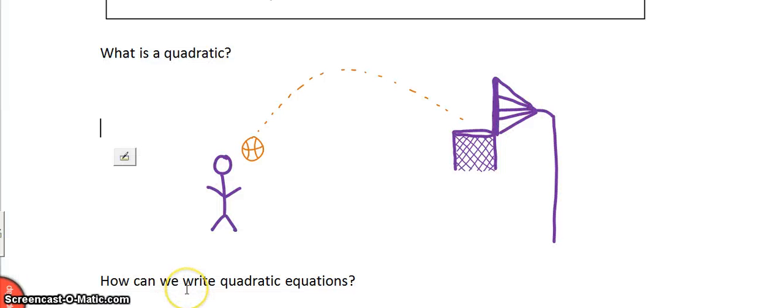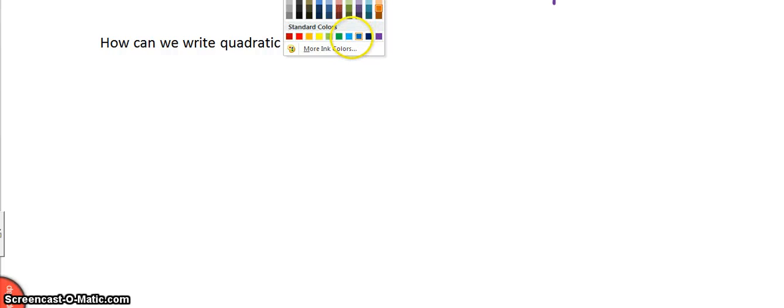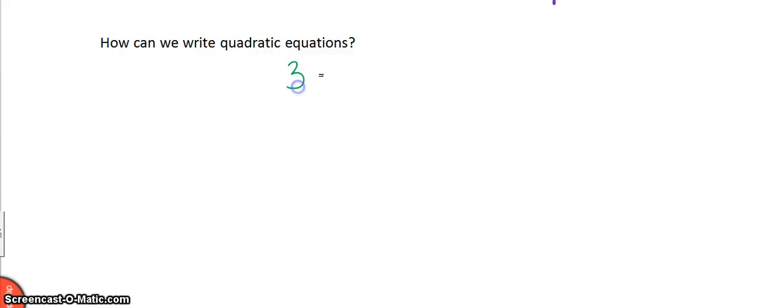Something to think about. Okay, 2 points defines a line, 3 points then defines a parabola. So what is a quadratic? It's just a parabola. The next question we need to talk about is, how do we write quadratic equations? Now we've looked at this in previous units, but there are actually 3 forms of quadratic equations that you can write, look at, use, depending on what information you're given.